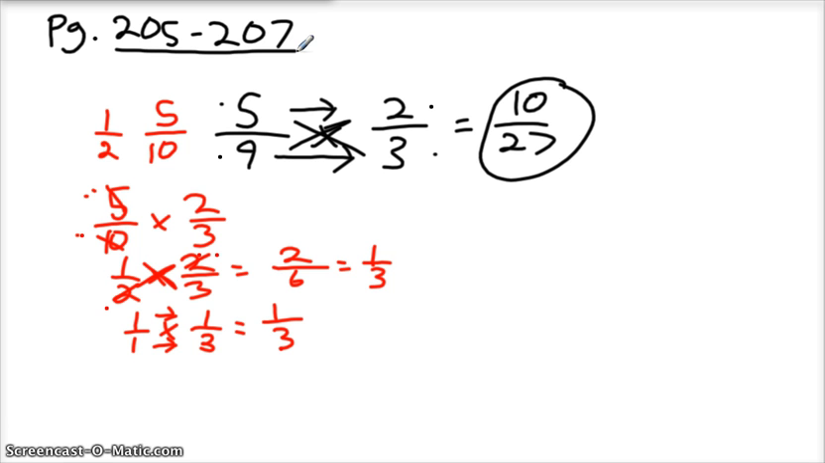Okay, get the process. If you don't get the process, talk to me and I'll help you. So let's go on to the next one. Now we're thinking, what if we have a mixed fraction? So we have 3 and 1/3 times 4 and 1/4.